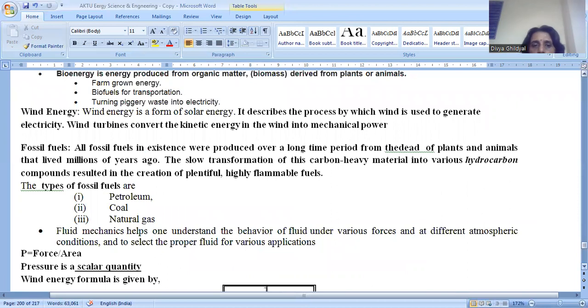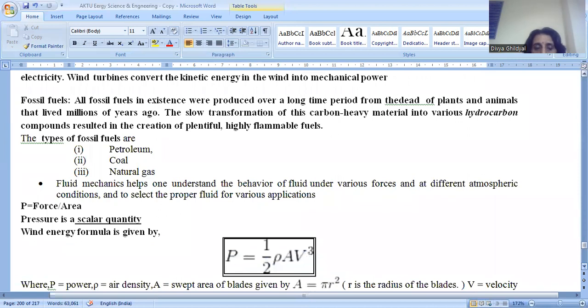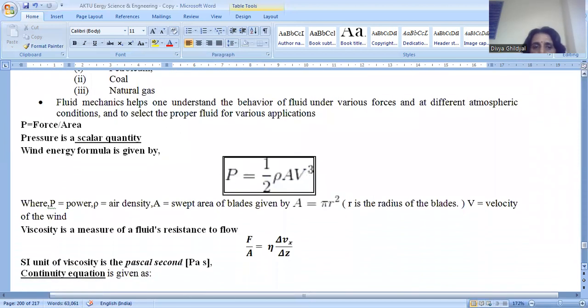Fossil fuels in existence were produced over a long period of time from the dead remains of plants and animals. Fossil fuel examples are petroleum, coal, and natural gas. Fluid mechanics helps one to understand the behavior of fluid under various forces at different atmospheric conditions.